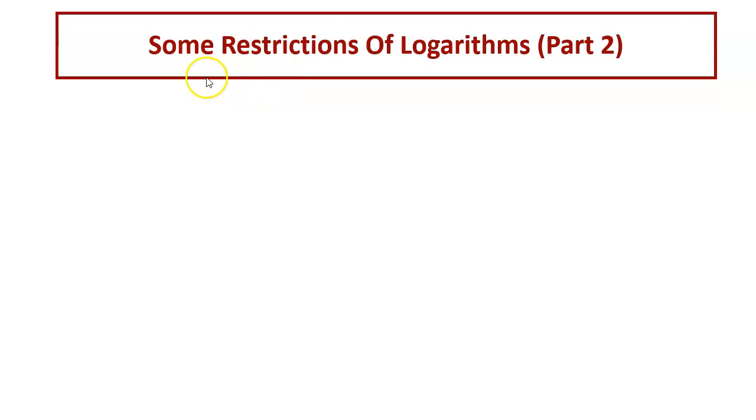Our today's topic is some restrictions of logarithms. This is part 2. In part 1 also we had the same topic. In that session we have seen that the base of a logarithm cannot be a negative number, it cannot be equal to 0 or it cannot be equal to 1. So what is the other restriction that we have on logarithms? Let us see now in our today's session. So without any further delay, let us start.